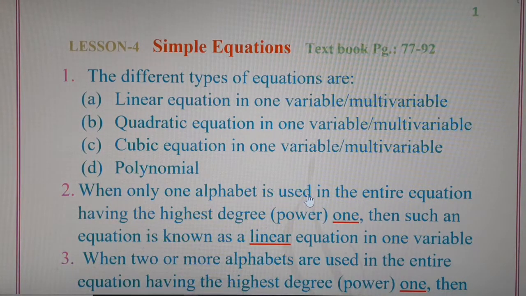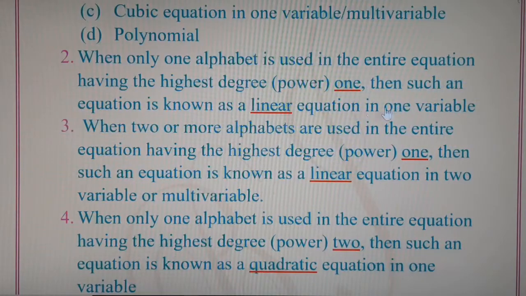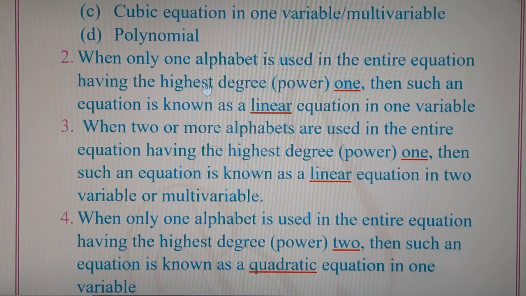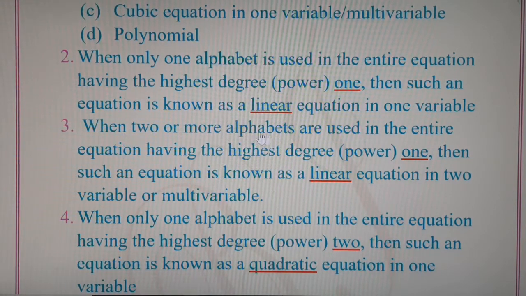When only one alphabet is used in the entire equation, then it is known as linear equation in one variable, because only one alphabet is used. But why is it known as linear equation? Because the highest degree of the alphabet or any number will be 1. When two or more alphabets are used, then we say it is an equation in two variables.